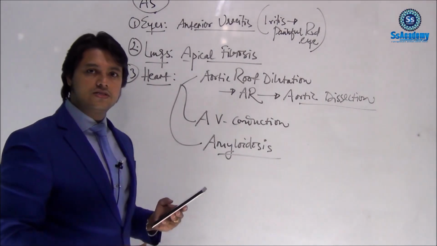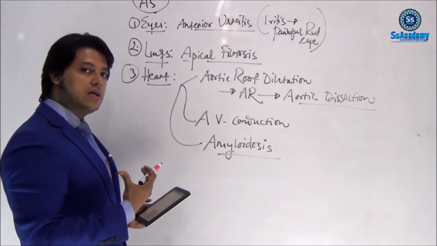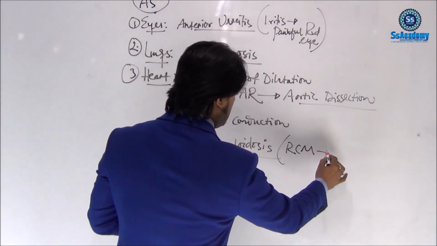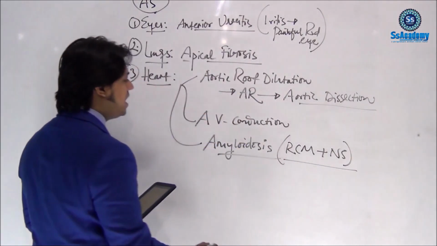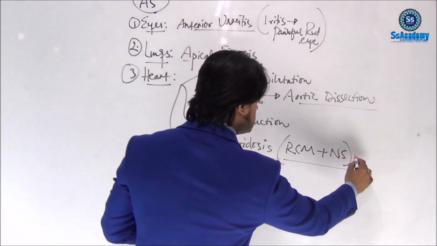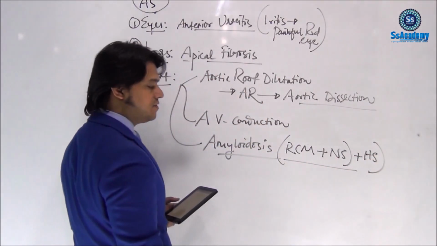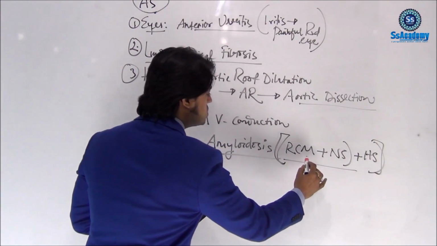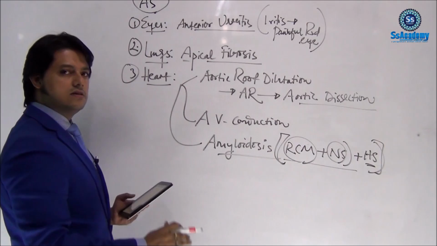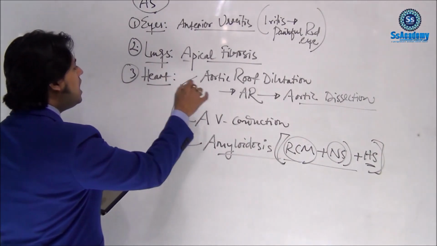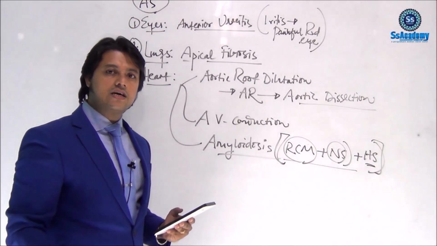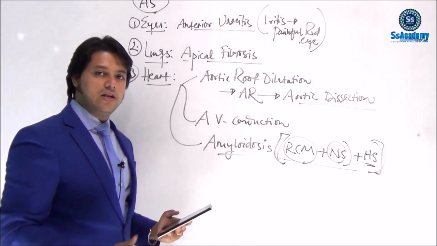Whenever the word amyloidosis comes up, you should remember amyloidosis involves the heart by restrictive cardiomyopathy, RCM, plus nephrotic syndrome. Just put in your mind, amyloidosis is nothing but restrictive cardiomyopathy and nephrotic syndrome, along with hepatosplenomegaly. Means the first two you must remember, RCM and NS, with the nephrotic syndrome, along with the hepatosplenomegaly. So once again, in the heart: aortic root dilatation, aortic regurgitation, aortic dissection. A for AV conduction block, and next is A for amyloidosis in the heart.